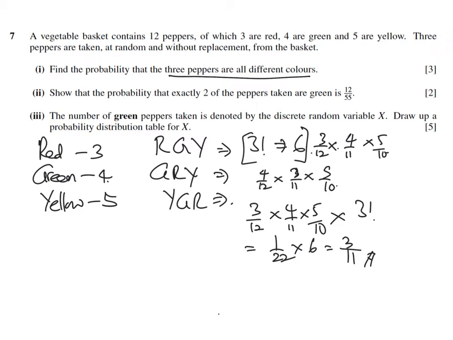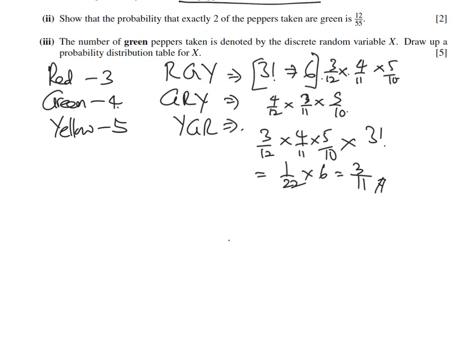Part 2. Show that the probability that exactly 2 of the peppers taken are green is 12 over 55. So the probability of 2 peppers out of 3 must be green. It doesn't matter whether the first pepper or second pepper is green, but you must have 2 greens. So 2 greens and 1 non-green. How many orders do we have? We have 3 factorial over 2 factorial, because GG is repeating, and the answer is 3.